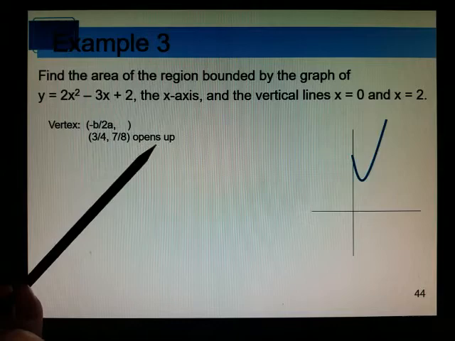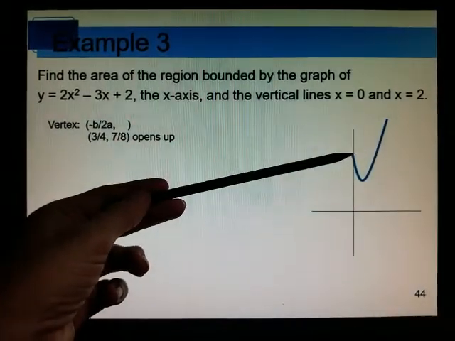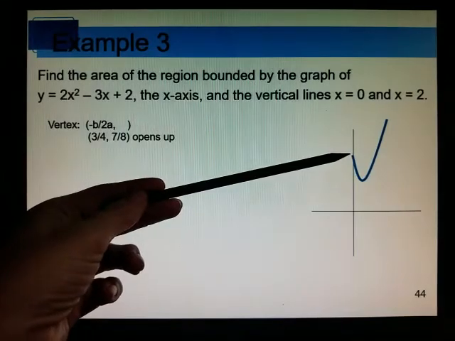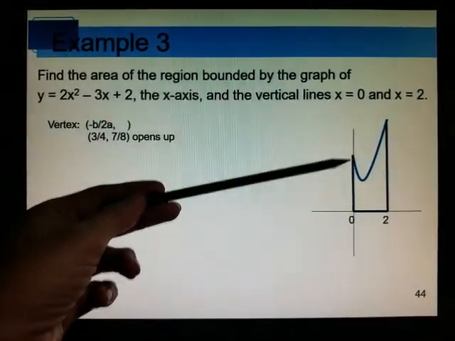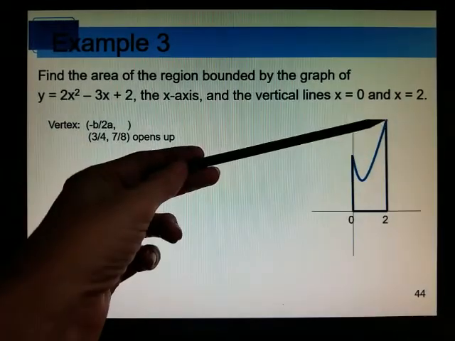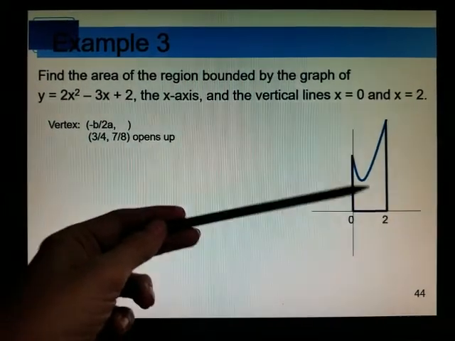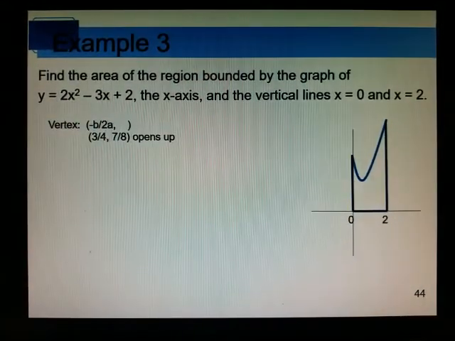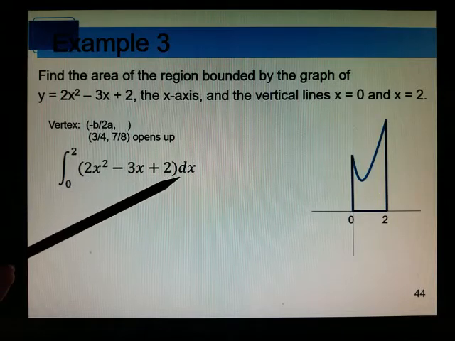Now this was important because that tells me that my parabola never crossed the x-axis here. So it's always above the x-axis. I want the area between that graph, the line x equals 0 is here on the left, the line x equals 2 is on the right, and the x-axis is down here. So I want all of that area. So to get that area, I need to integrate from 0 to 2 of the function, dx.